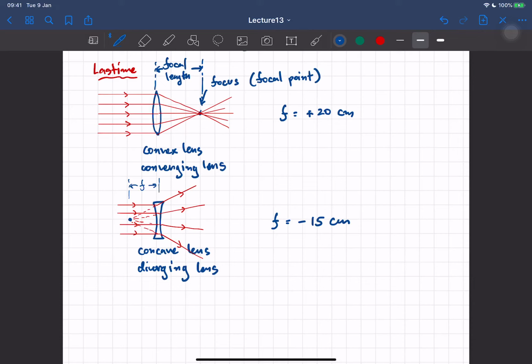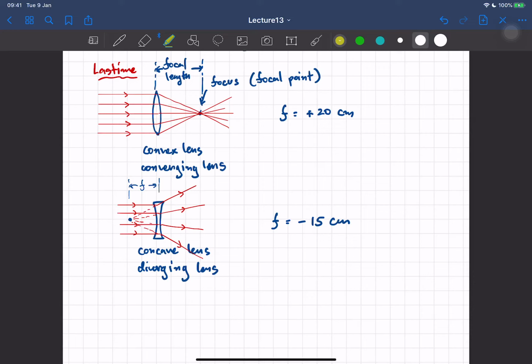Okay, so I mentioned already that a simple lens means it's thin, so we can ignore the thickness of the lens. In reality, the lens is not thin, so what we calculate is not going to be 100% accurate, but that's good enough in most cases, right?